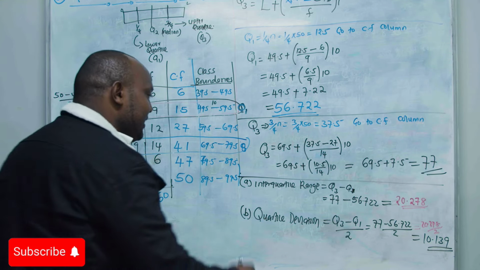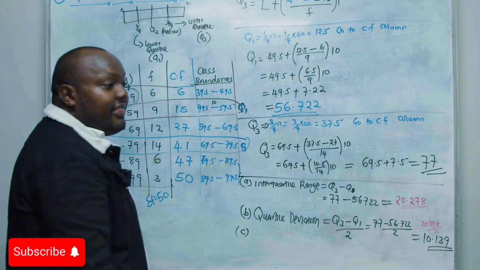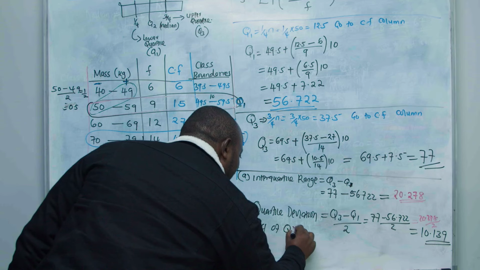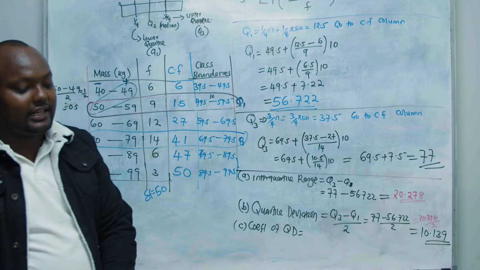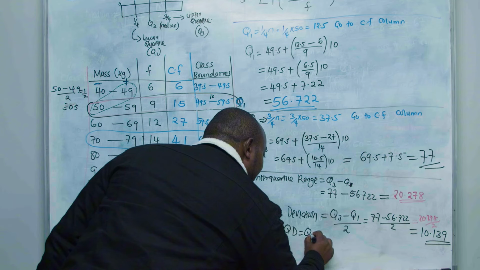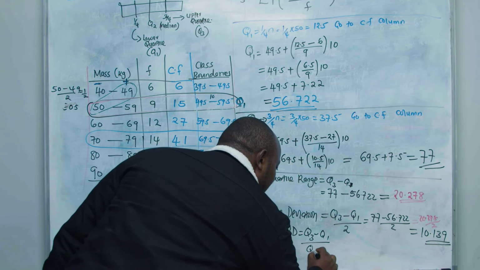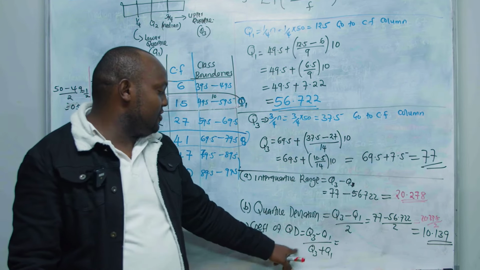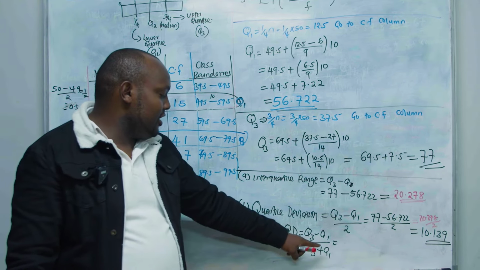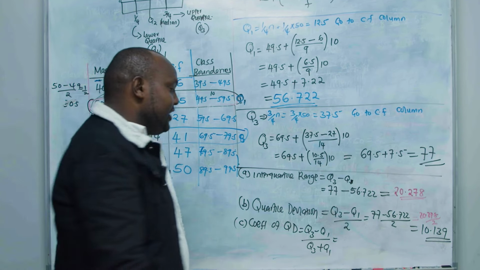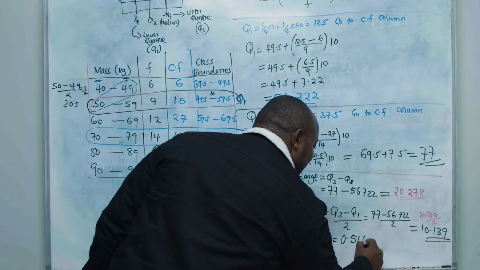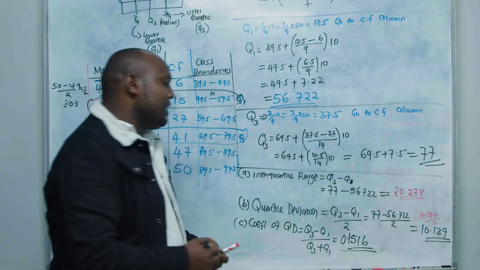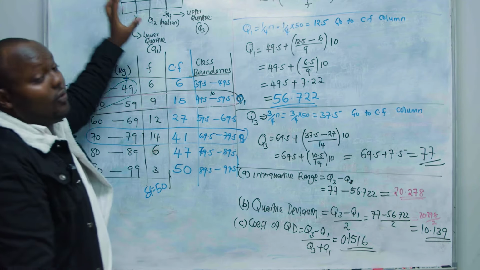And the last thing is that you can be asked to calculate the coefficient of quartile deviation. How do we get the coefficient of quartile deviation? It will be Q3 minus Q1 all over Q3 plus Q1. So you can go and calculate it, Q3 minus Q1 all over Q3 plus Q1, and you are going to get 0.1516. So that's how we get the coefficient of quartile deviation.